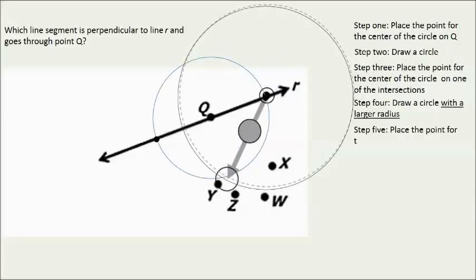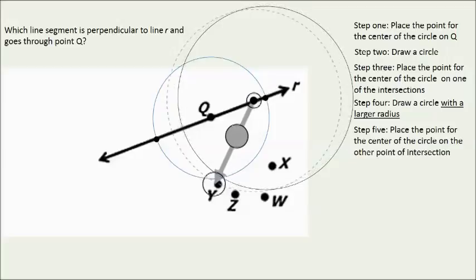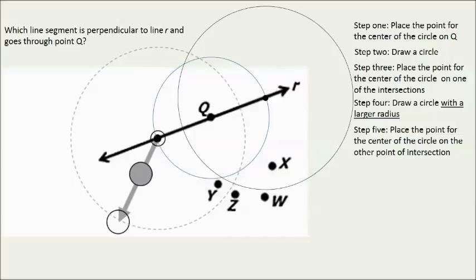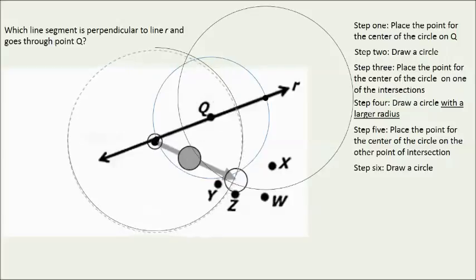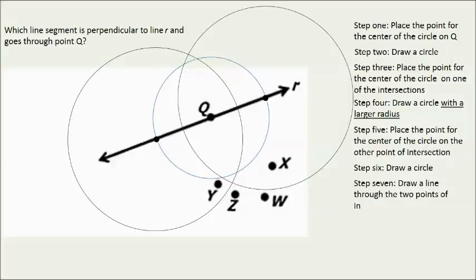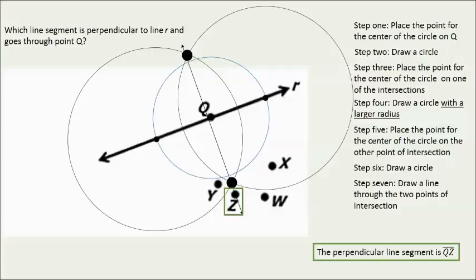Step 5, we'll place the point for the center of the circle on the other point of intersection, so sliding to the other side of Q. And then step 6, we'll draw another circle. Notice that we're keeping the same radius we used before. Step 7, we're going to draw a line through the 2 points of intersection. So I can see that the 2 large circles hit each other there, so I'll draw a line straight through. Therefore, because I hit point Z, the perpendicular line segment is QZ.